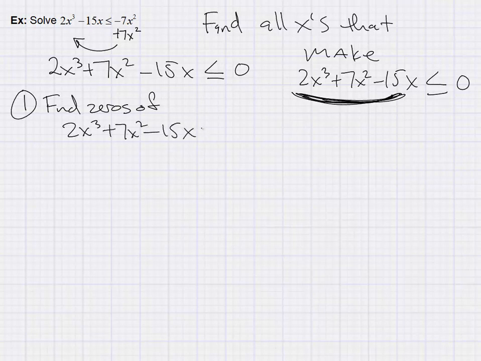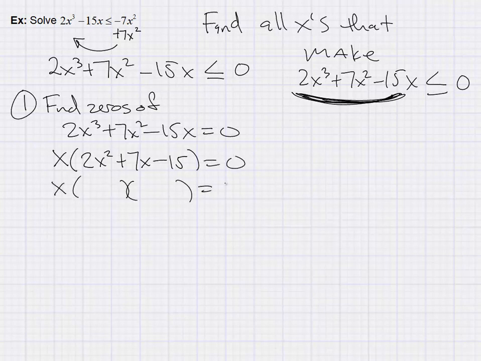How do you do that? Set it equal to 0 and solve. Well, it's a polynomial equation. Solve a polynomial equation primarily by factoring. Can this be factored? Well, yeah, I can pull an x out of the whole thing. I get x times 2x squared plus 7x minus 15 equals 0. I can factor it some more because it's a quadratic.